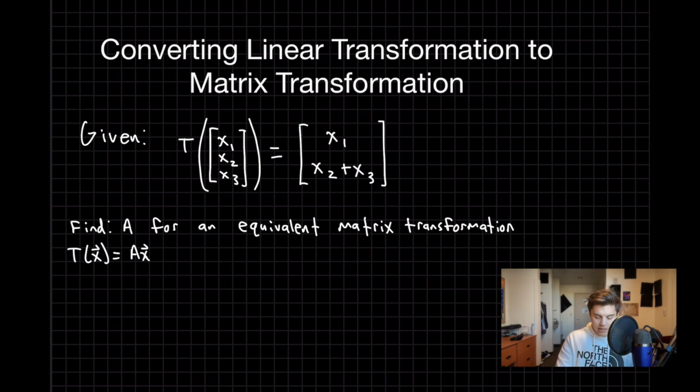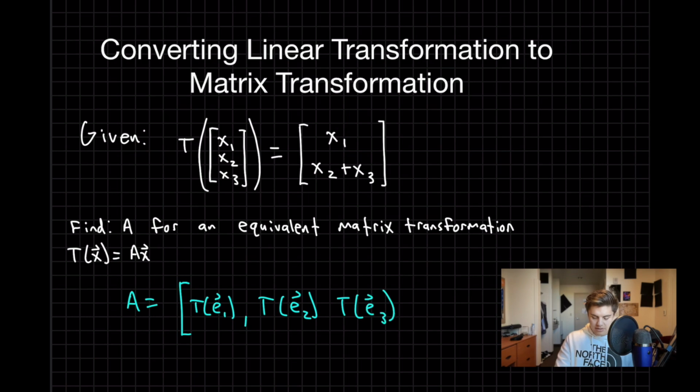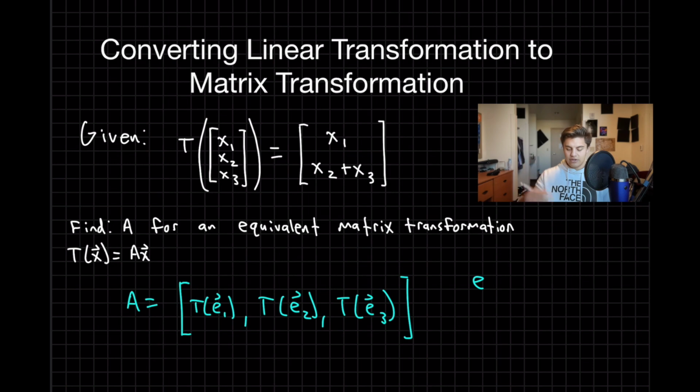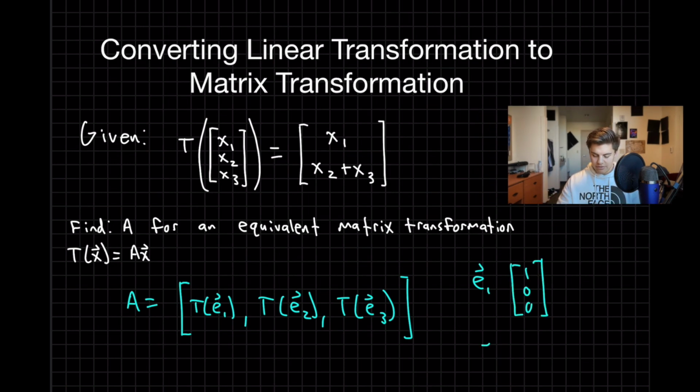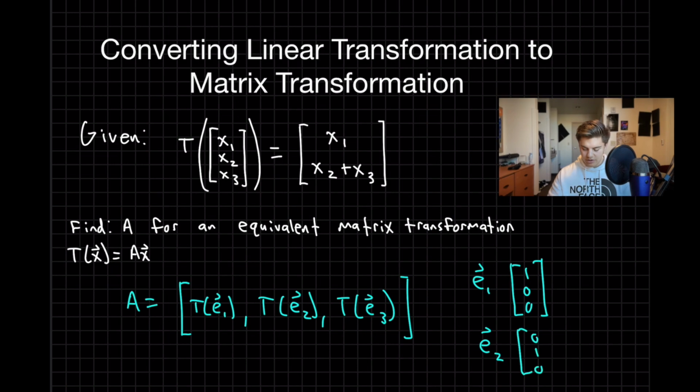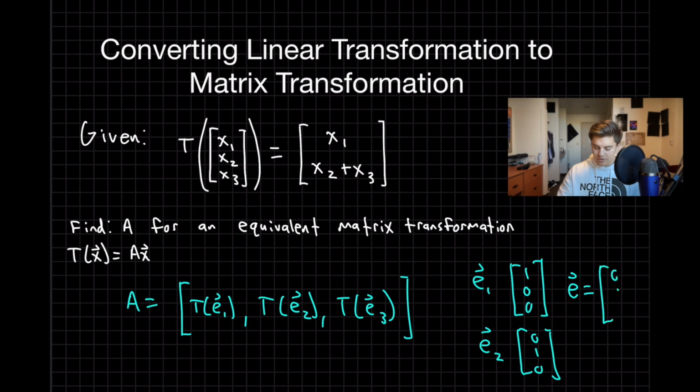So what we do is we say that A is equal to [T of E1, T of E2, T of E3], the standard basis vectors up to the number of variables that we have. So what does this mean? Let's take a look. E1 in a vector in R3 looks like this, 1, 0, 0. Then E2 looks like this, 0, 1, 0. And E3, as you can expect, would look like this, 0, 0, 1.